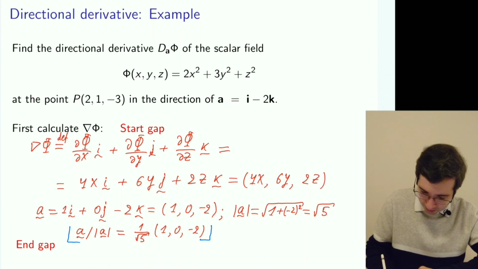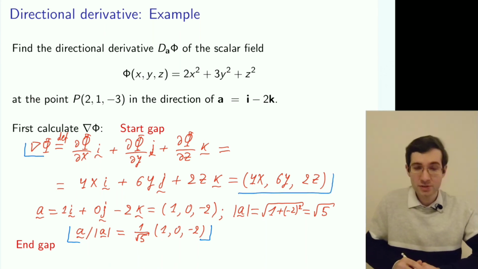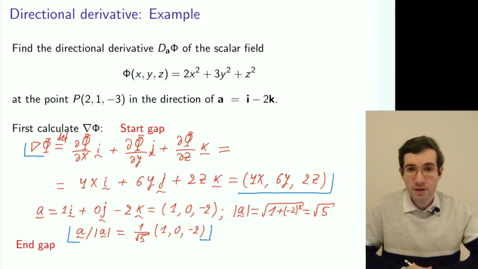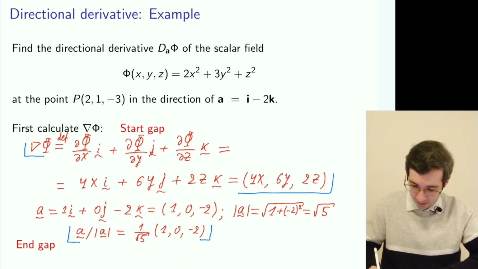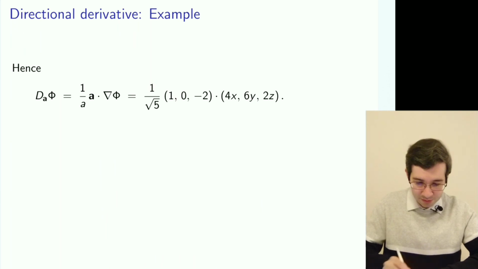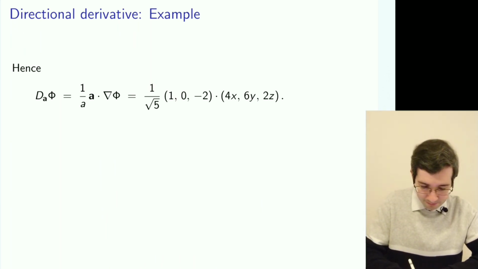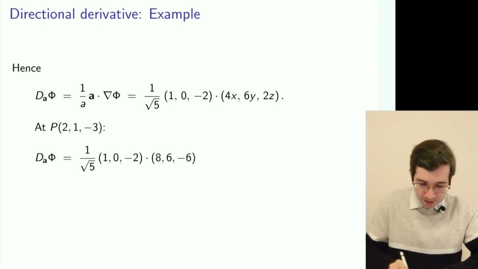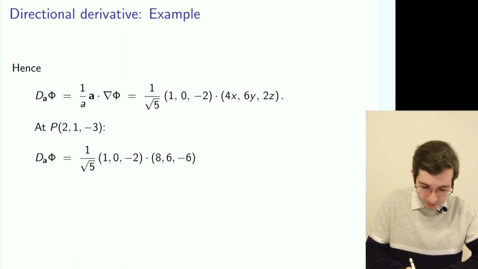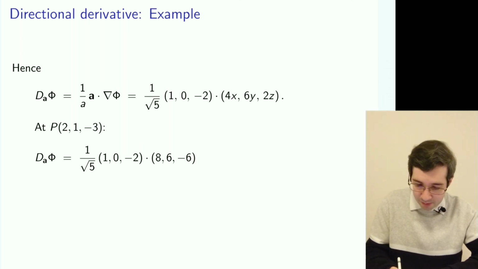So there are two facts we got. We know what the gradient is, and we know what is effectively the unit direction we want to use for the directional derivative. And with that, we can just write down the definition, that unit vector times the gradient, as we just saw a minute ago, and that will result in something which will still depend on x, y, and z.